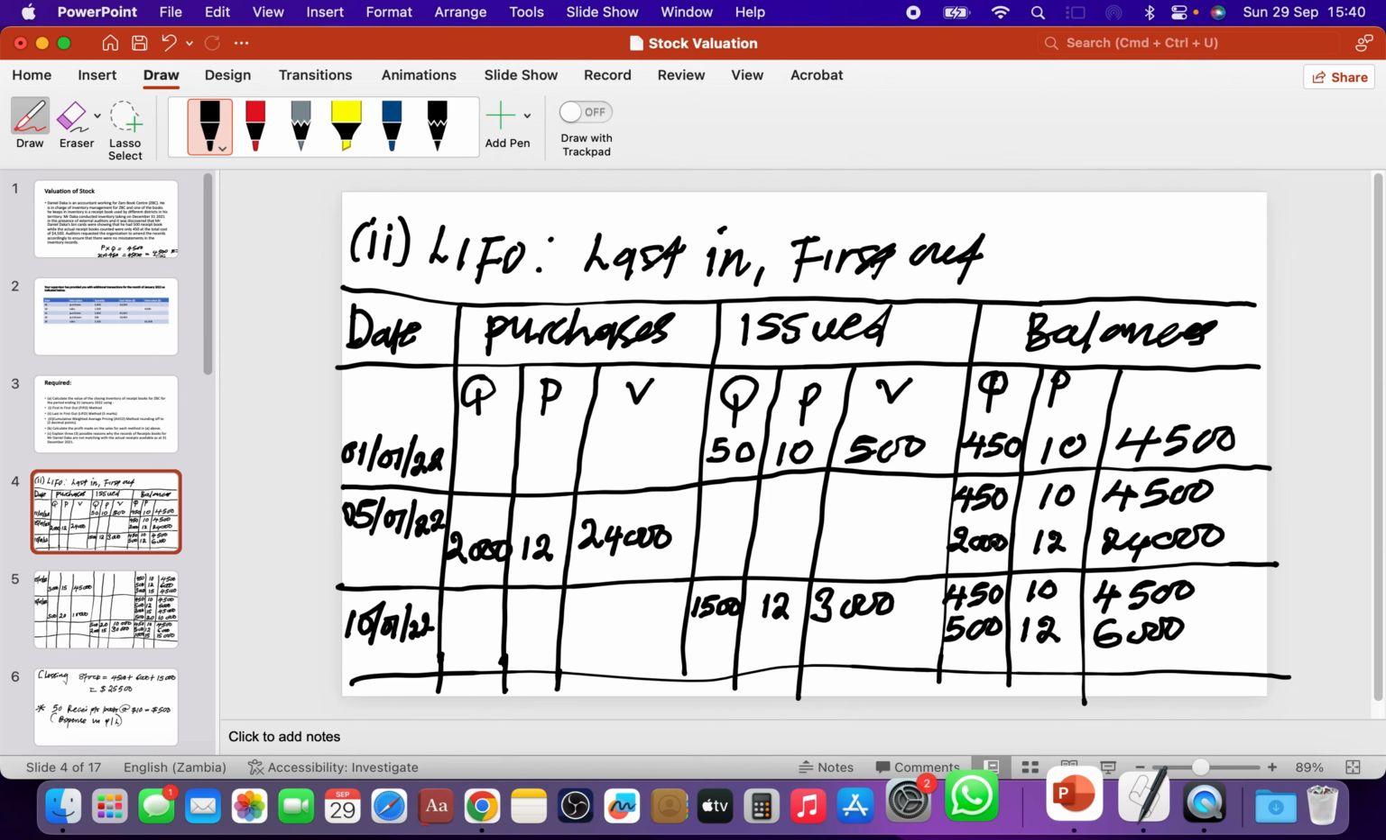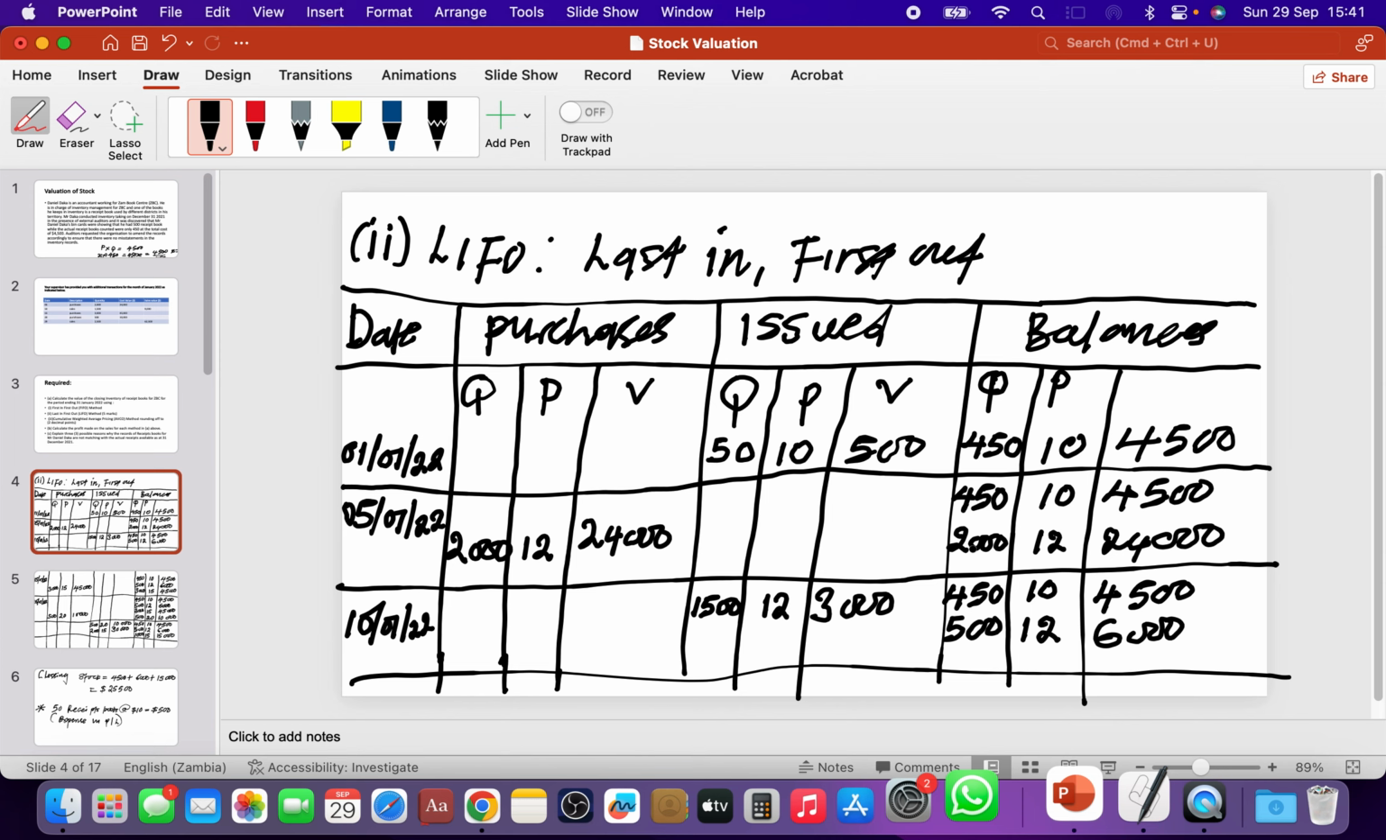So it means therefore that the 1,500 that the customer wants will get it from this batch of 2,000 units. Okay, and remember, stock is valued at cost, therefore it means that the 1,500 you get from this batch will be at this price per unit, $12. This is why I've come here and picked 1,500 units from this batch at $12, giving me $3,000.